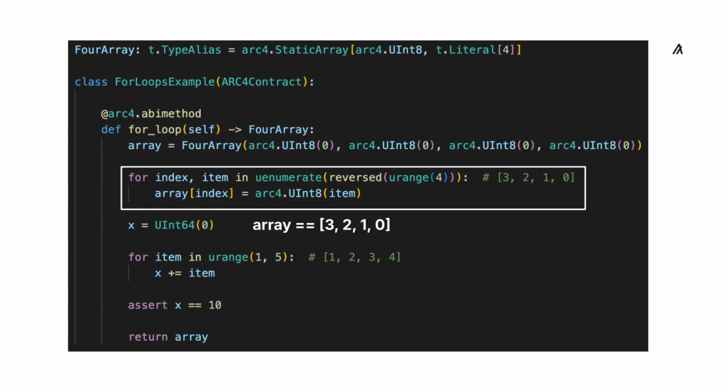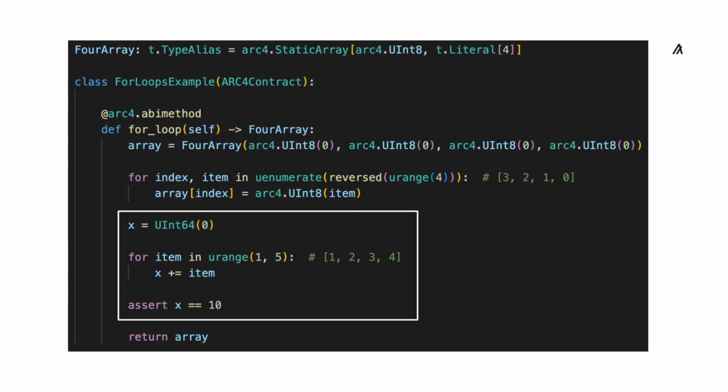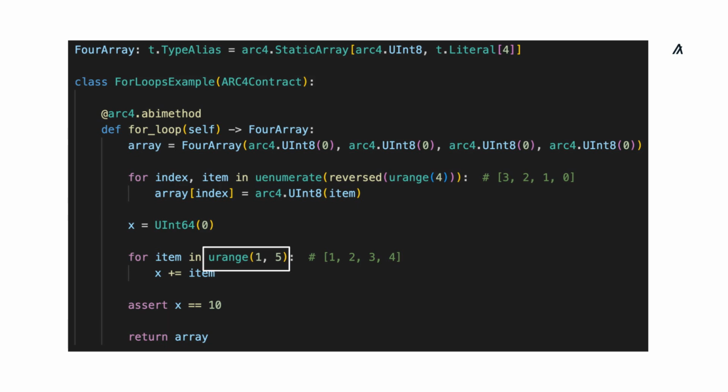Now let's look at this second for loop that's actually just using the urange function. So here we have a urange that has 1, 5 inside as an argument. What that's going to do is create a sequence that starts from the number 1 to number 4. Now, unlike uenumerate, urange is only going to let you play around with the values inside the sequence. So you won't get the index of the sequence.